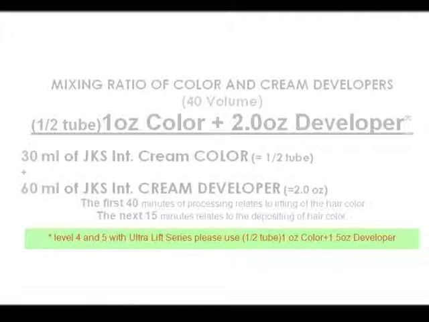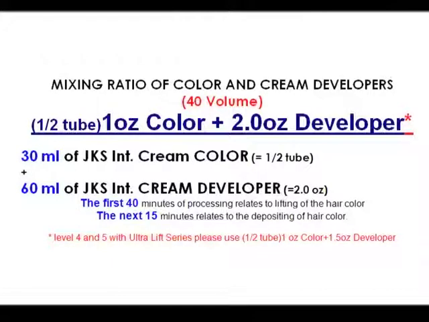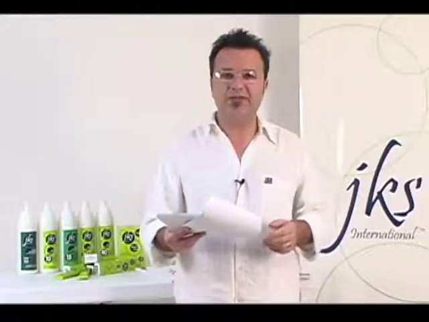So I will give you an example too. It sounds a little confusing, but again, let's go back to 40 volume. Let's say you use half a tube, because since you're using more peroxide, I don't think it's necessary to use so much of a color. So with half a tube, which is 1 ounce of color, you would use 2 ounce of 40 volume developer. Let me give you an example on that.